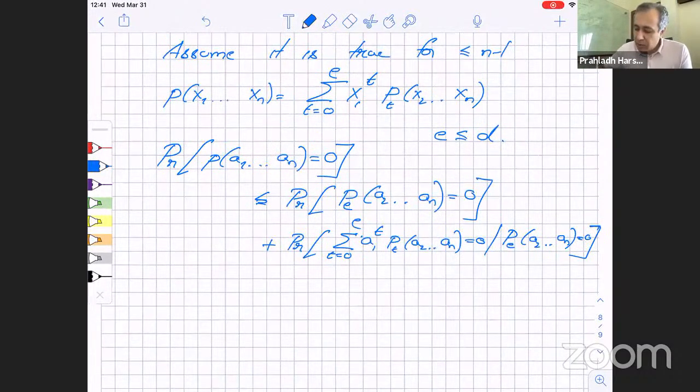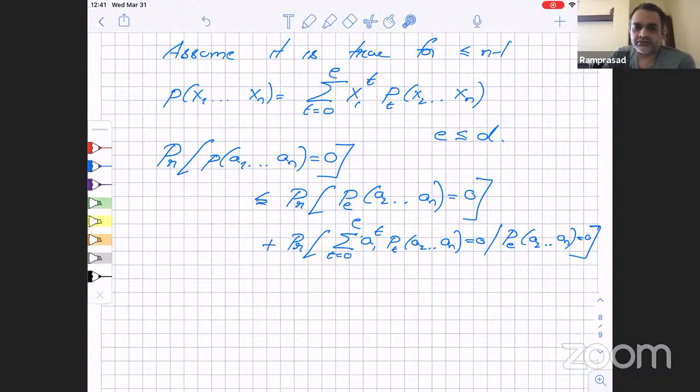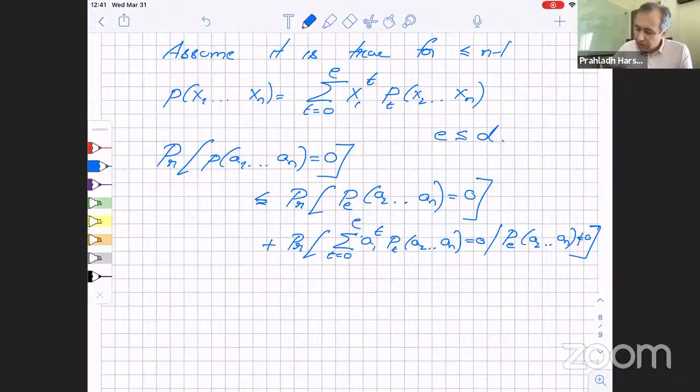Either this leading coefficient, conditioned on p not equal to 0, when you plug in A2 to AN becomes 0, or if it's not 0, then when you plug in AN, does it become 0 or not is the question I'm going to ask. So how can I bound this?